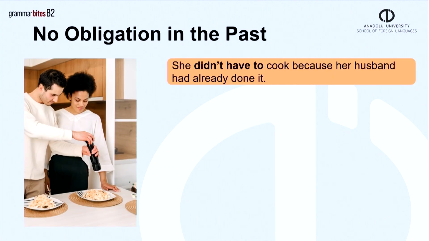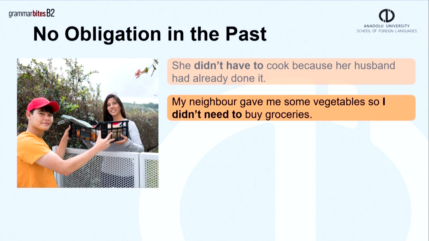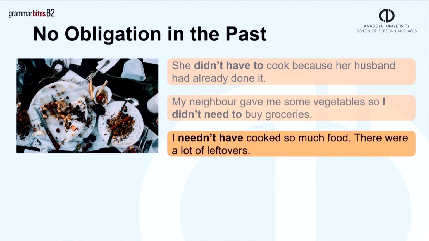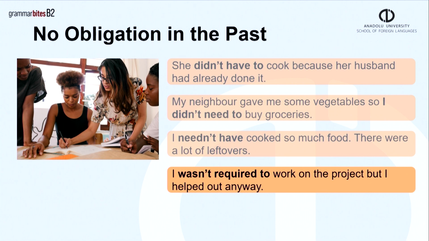She didn't have to cook because her husband had already done it. My neighbor gave me some vegetables, so I didn't need to buy groceries. I needn't have cooked so much food. There were a lot of leftovers. I wasn't required to work on the project, but I helped out anyway.